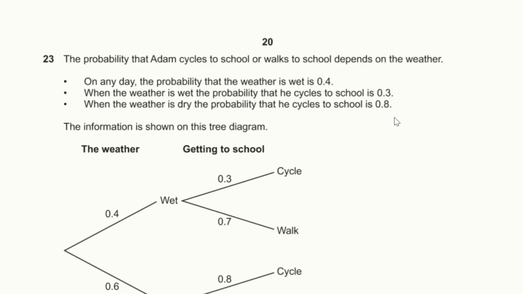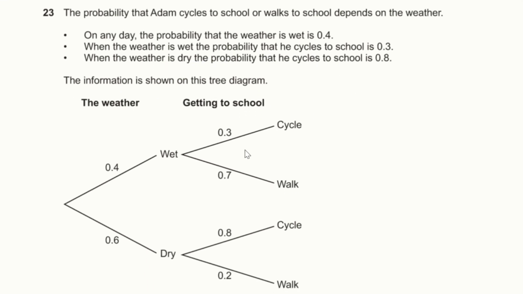Question number 23. The probability that Adam cycles to school or walks to school depends on the weather. On any day, the probability that the weather is wet is 0.4. When the weather is wet, the probability that he cycles to school is 0.3. When the weather is dry, the probability that he cycles to school is 0.8. The information is shown on this tree diagram.